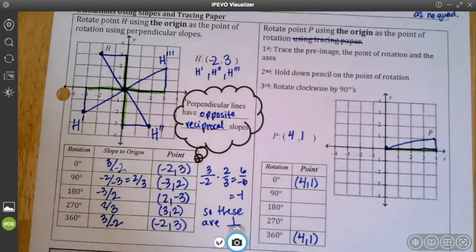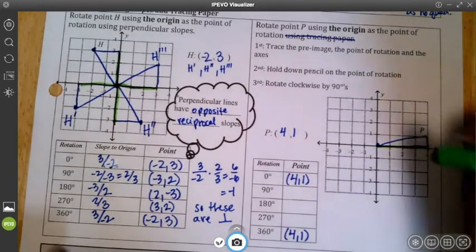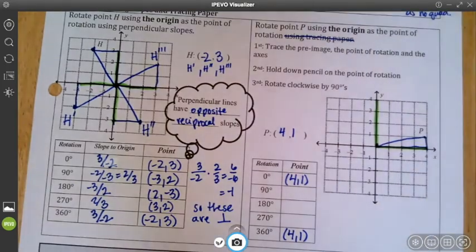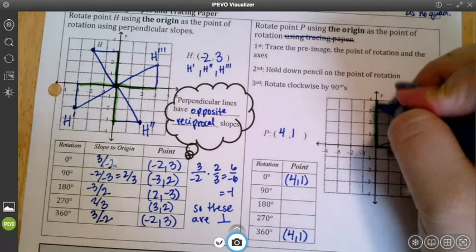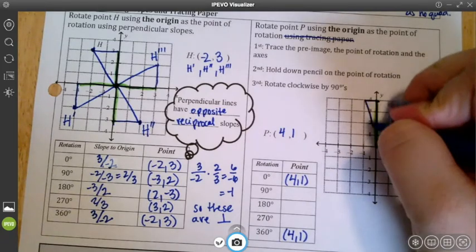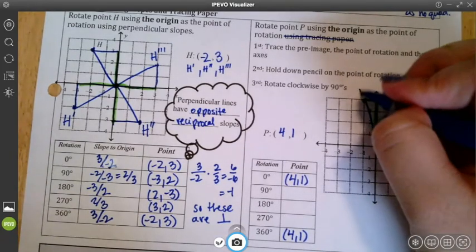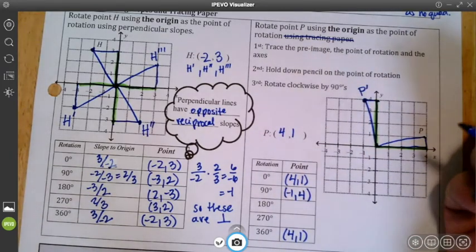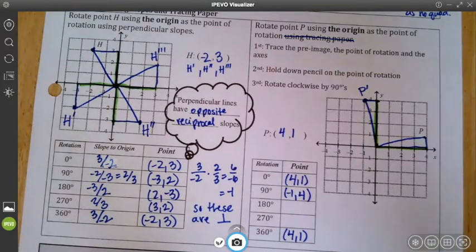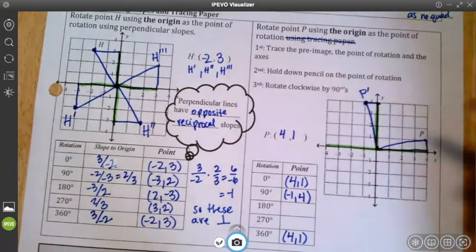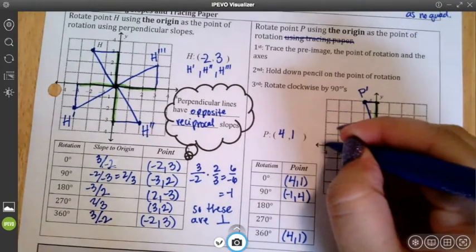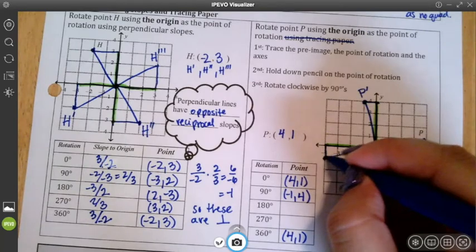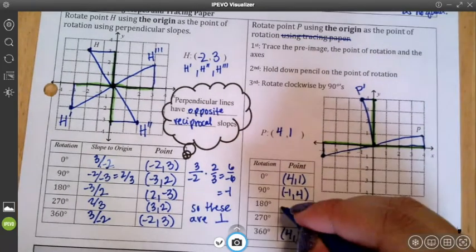90 degrees, move by 1 axis. So from here, 1 axis, 4 units, 4 units. Draw my triangle. My new coordinates, that's P prime, are -1, 4. We rotate again, moving 1 more axis over. That is 180 degrees of rotation. Draw my triangle again. We are now at -4, -1.